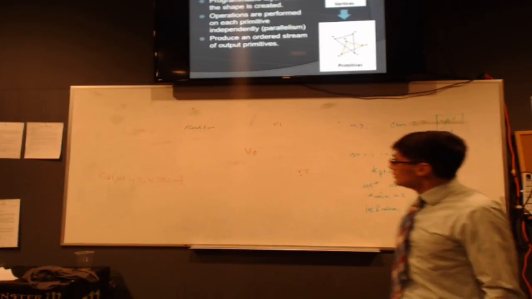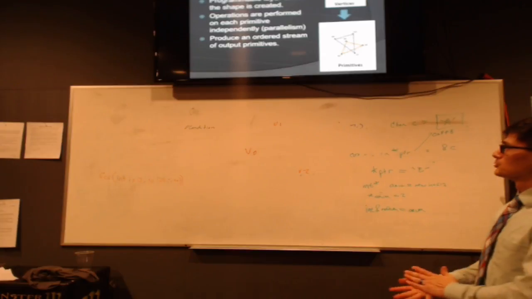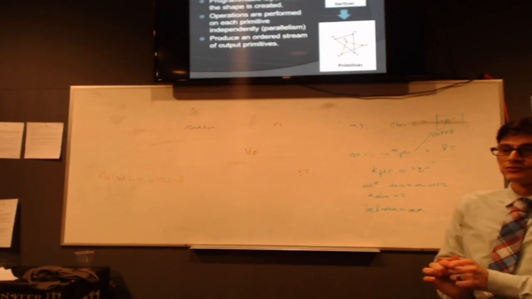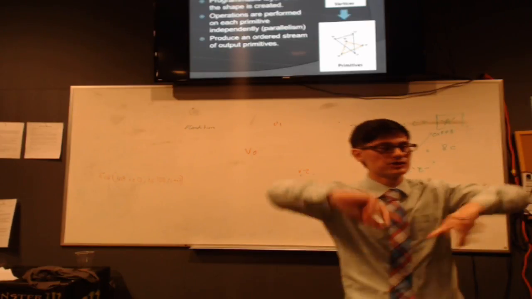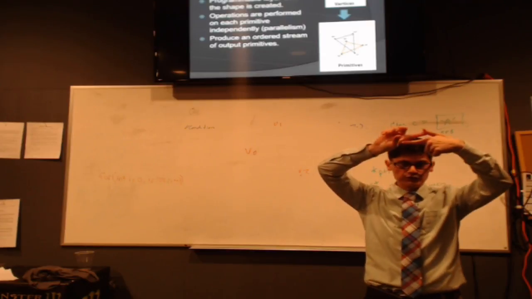So operations are performed on each primitive independently. Like I said, that's why the GPU is such a beast. It will produce an ordered stream of output primitives. So you're going to generate the shapes. Then what do we do with those shapes?